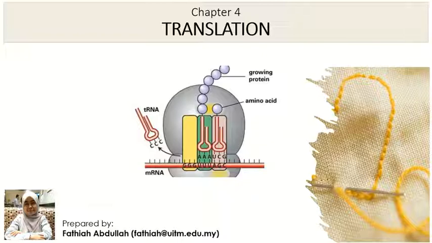So before we start, let me first explain about the picture that I've put here. If you can see, there's a thread there showing the elongation of a stitch. So this also represents the translation process. We have on the slide there the ribosome, the mRNA strand, the tRNA, and the newly formed growing protein.